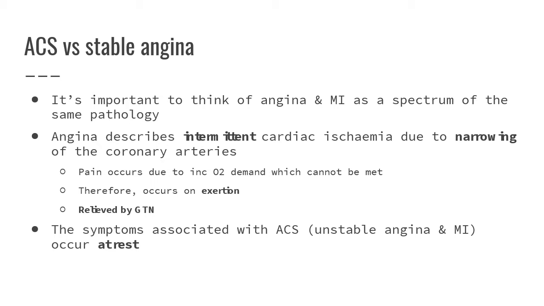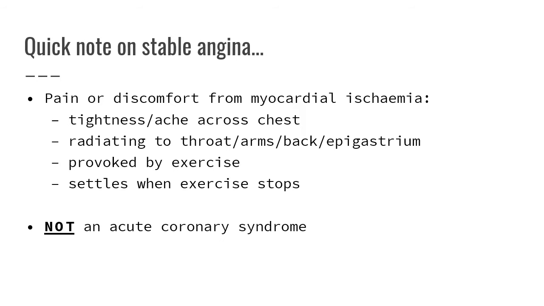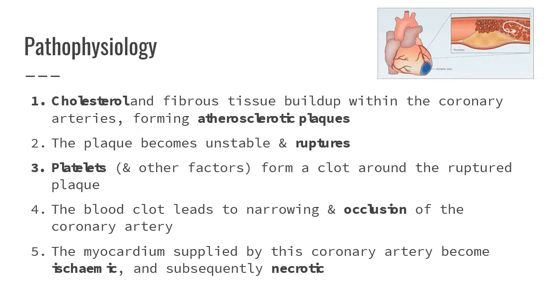The symptoms associated with ACS, so unstable angina and MI, occur at rest, and that's the way that we differentiate between the two. So another important point about stable angina are the symptoms. Typically patients experience pain or discomfort from that intermittent ischemia, described as a tightness across the chest, radiating sometimes to the throat, arms, back and down to the epigastrium. As we mentioned, it's provoked by exercise and settles when that exercise stops, and it's not an acute coronary syndrome.